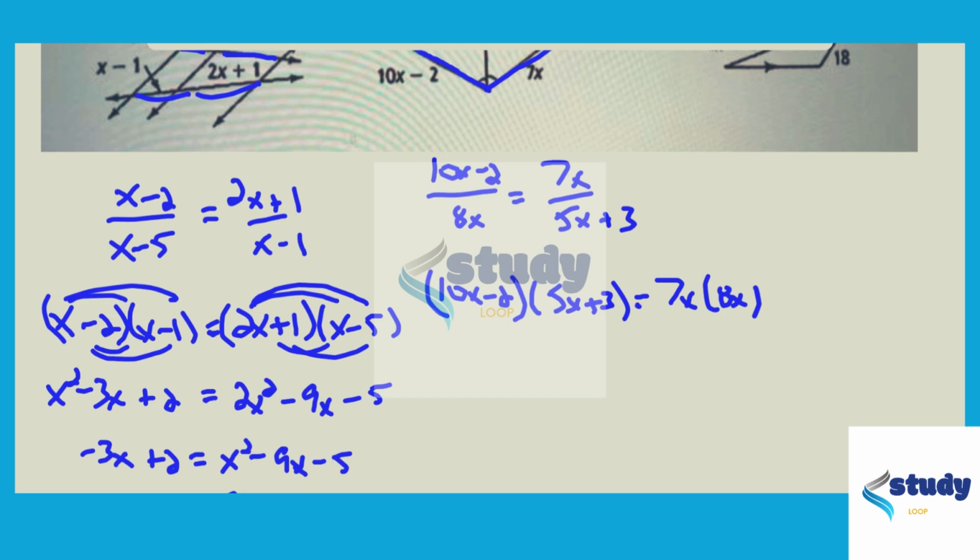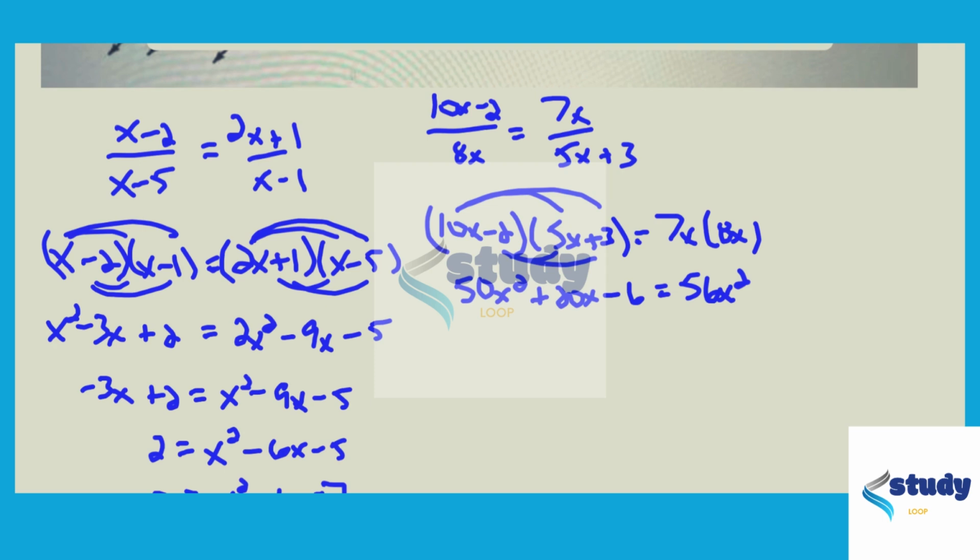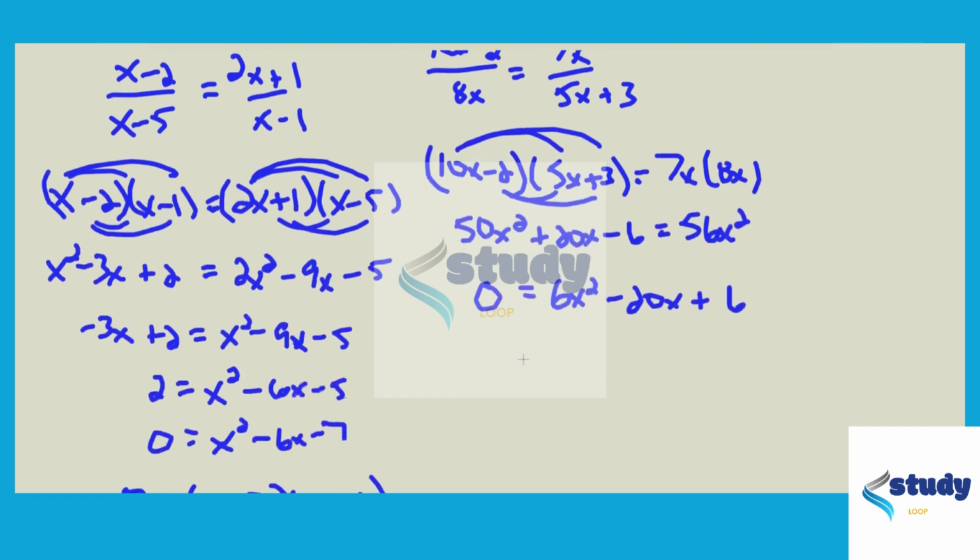Distribute, we've got 50x squared plus 30x minus 10x would be plus 20x minus 6 equals 7 times 8 is 56x squared. This is going to be a quadratic again. Let's get a positive x squared by subtracting everything so that we have a 0 on the left-hand side. So when we subtract 50x squared, we'll have 6x squared, then minus 20x, and then plus 6. Again, we're moving everything to the right-hand side.